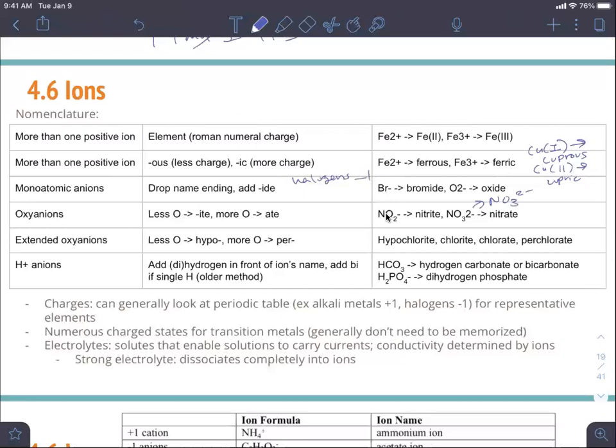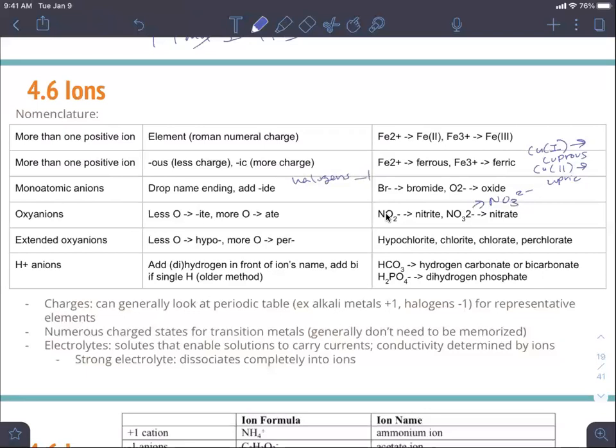Yeah. And then the extended oxyanions are just when there's even less oxygen, you put a "hypo" in front. And if there's even more oxygen, then you put a "per" in front. And so this is just hypochlorite to chlorite to chlorate to perchlorate. And each of these just has one more oxygen each time.